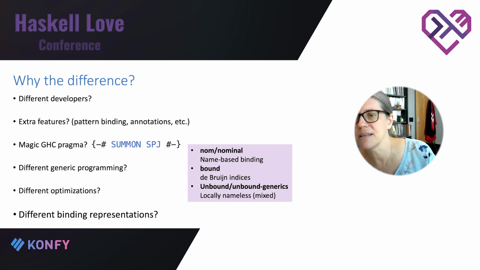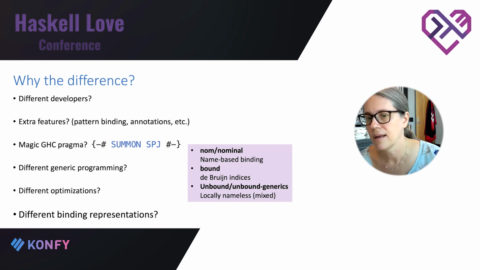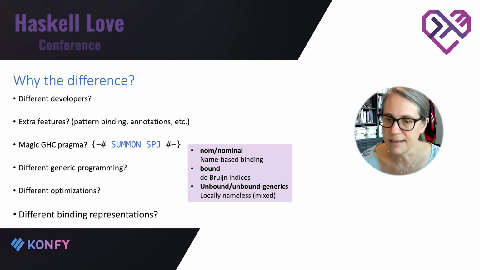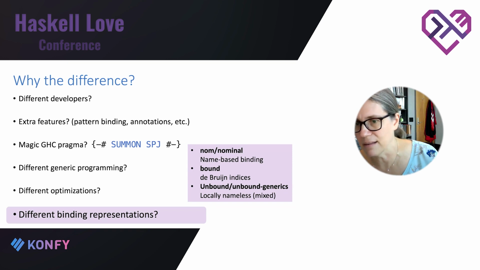If you go and read the documentation of these libraries, the nominal ones are giving a substitution using a name-based encoding. Bound is based on this idea of de Bruijn indices. And unbound-generics is using this mixed representation where it's got names for free variables and indices for bound variables, right? And what I'd like to know is really what difference the choice in binding representation makes to the running time of these binding libraries, right?